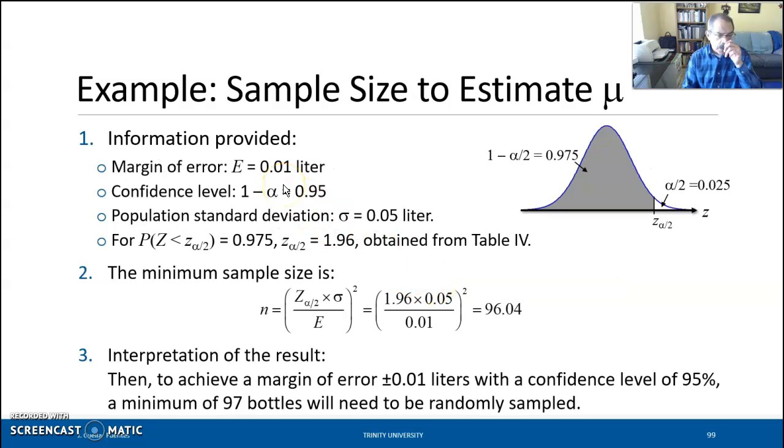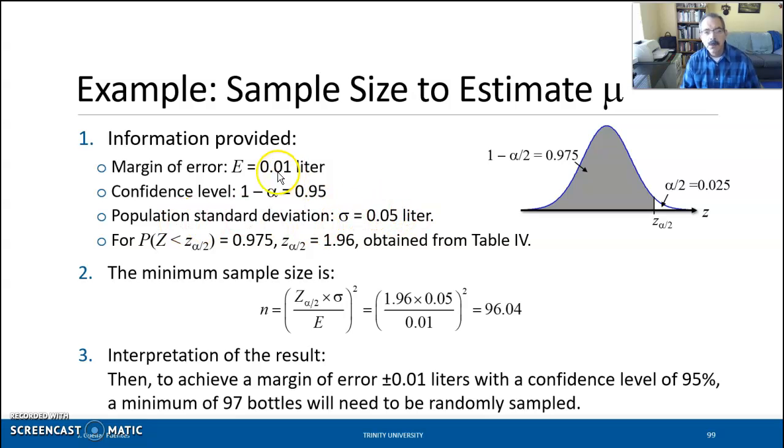Well, the margin of error is 0.01. The confidence level is 0.95. And from there, we find the z-value, as we've done for the confidence interval. So 1 minus alpha over 2 is 0.975. That gives us a positive value of z. And the population standard deviation, we're told to assume, is 0.05.